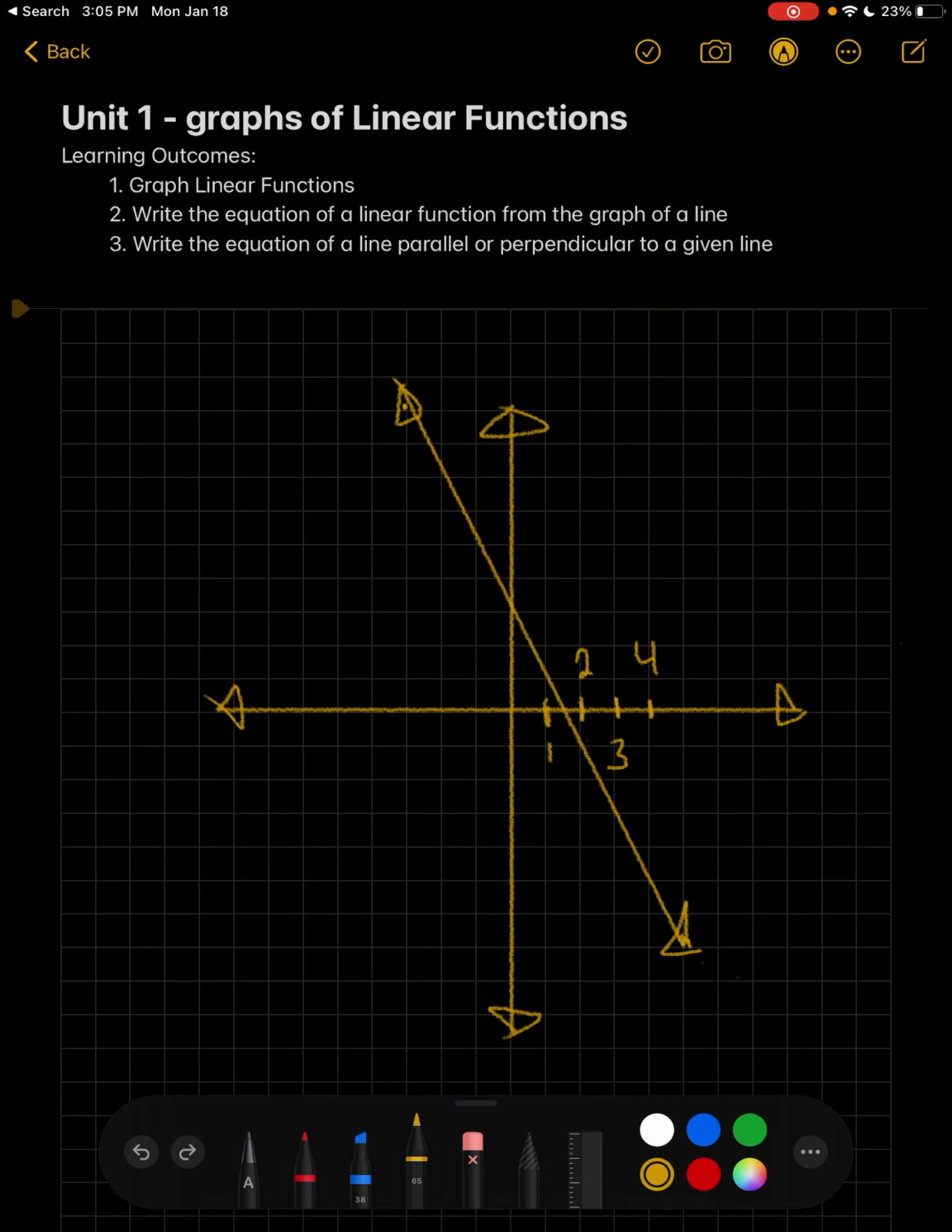So this is the line we're going to be working with right here, and we're going to write the equation that matches this line. And it's a fairly simple process. There's just two things that we're going to have to find to make this work.